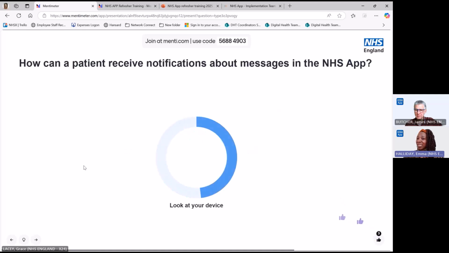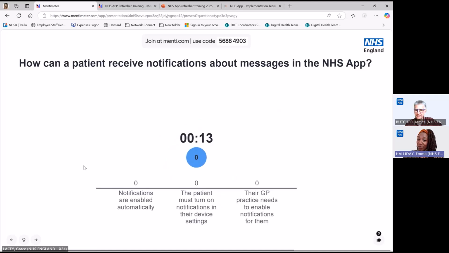So how can a patient receive notifications about messages in the NHS app? Are notifications enabled automatically? The patient must turn on notifications in their device settings, or their GP practice needs to enable notifications for them.